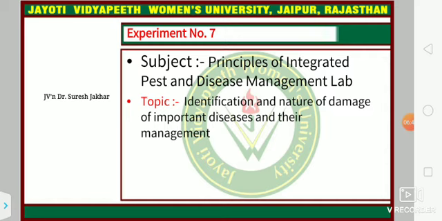Then dieback and withertip. The dieback symptoms are characterized by drying of the plant organs, especially stems or branches, from the tip backward. It is also a form of necrosis caused directly by the pathogen or its toxins. And this is the identification and nature of damage of important diseases. Thank you.